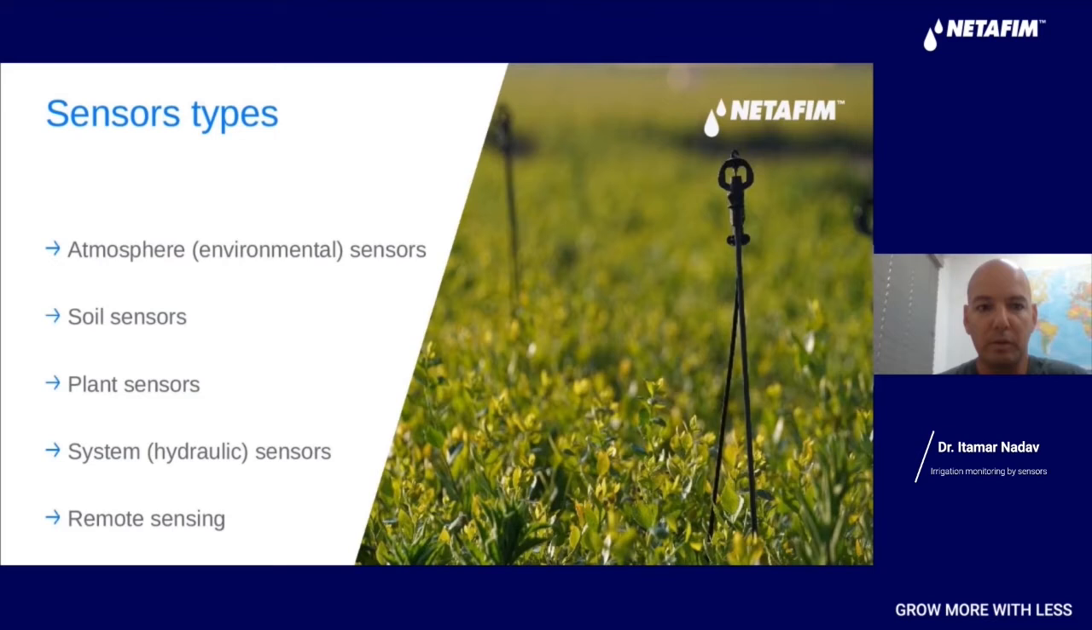And we have several types of sensors. We have the atmospheric ones, soil and plant sensors, system sensors, and of course remote sensing, which we will not talk about in this session.